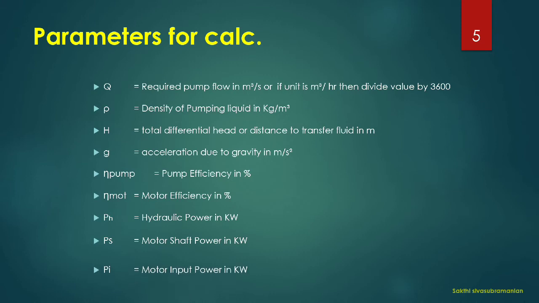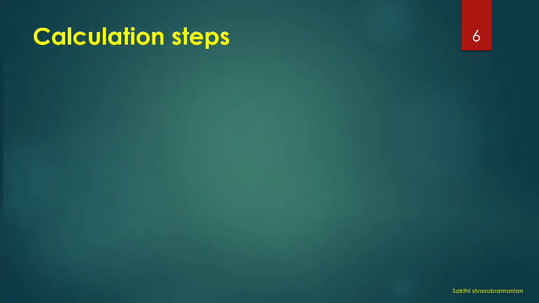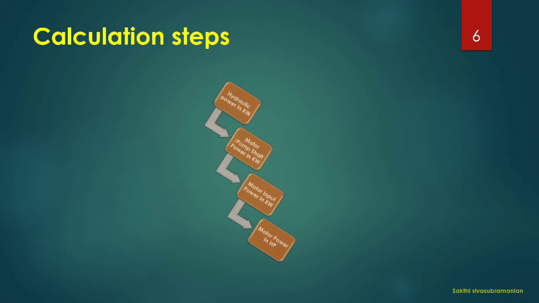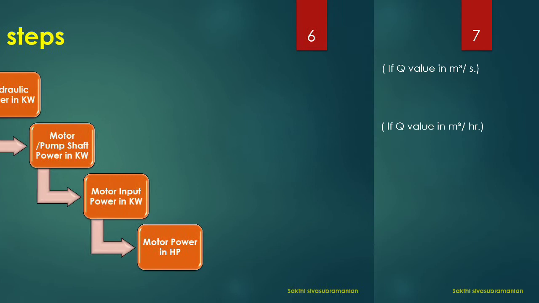The following are the outputs of the calculations: first the hydraulic power, then the motor shaft input power, and then the motor input power. We use a total of 4 steps to calculate the pump capacity. First, we calculate the hydraulic power in kilowatt. From the hydraulic power, we calculate the motor shaft input in kilowatt. Next, we calculate the motor input power from the motor shaft power. And next, converting kilowatt into HP, we divide the kilowatt value by 0.746 to get the value in HP.